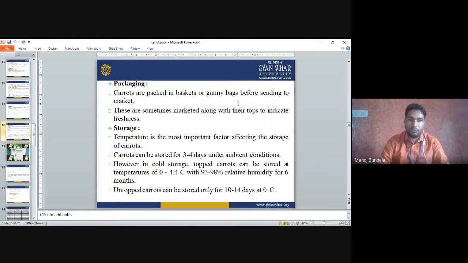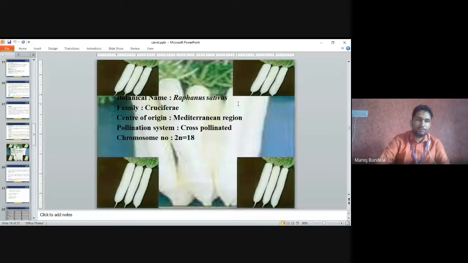Untopped, if we don't remove the top, then we store it at 10 to 14 degrees centigrade. And if we top, we can store it for 6 months.